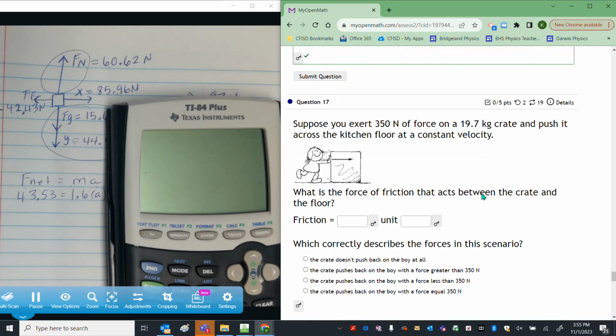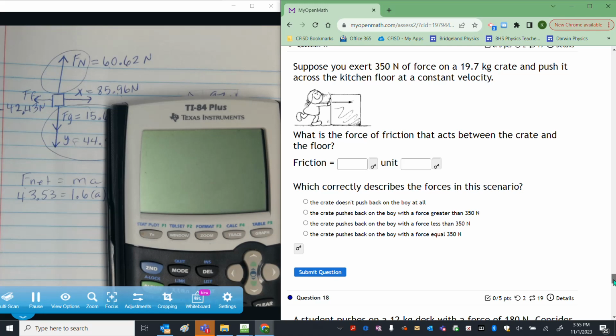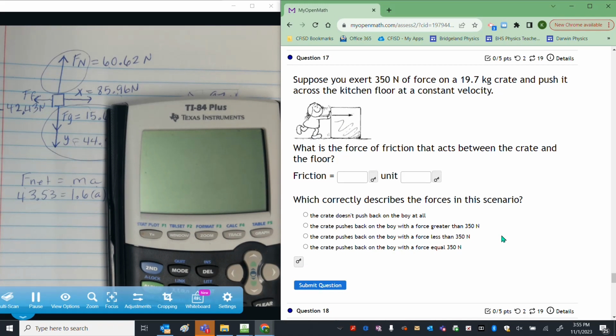All right, this one, number 17, says, suppose you exert 350 newtons of force on a 19.7 kilogram crate and push it across the kitchen floor at a constant velocity. What is the force of friction between the crate and the floor? Again, these words, constant velocity, tell me I have balanced forces. So if I'm pushing with 350 newtons, so is friction, equal and opposite to me, so that I have a net force of 0. Friction would be negative 350, I'm positive 350. My net force is 0, and therefore I have constant velocity, which correctly describes the forces in this scenario.